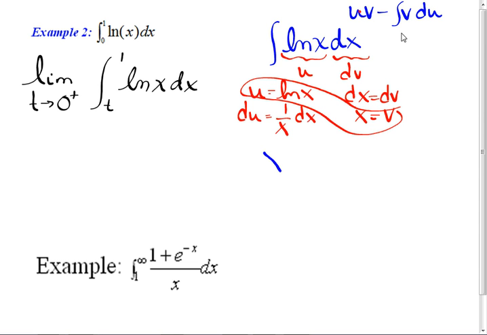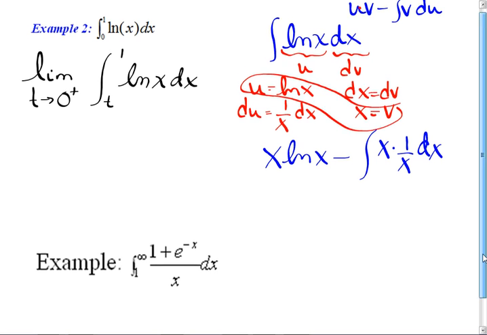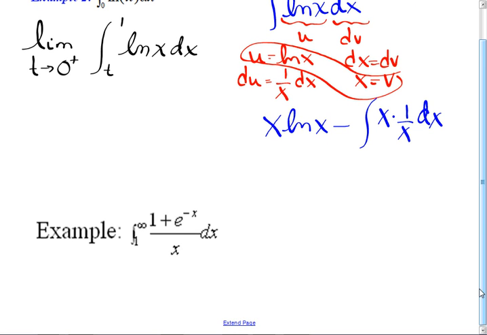So it's going to be x log x. If you want to memorize this one, because I've seen it so many times, be my guest. I've memorized it. And it's going to be minus the integral of v du. Oh, yeah, x times 1 over x dx. That's right. It's x log x minus the integral of 1 dx, which is just x.